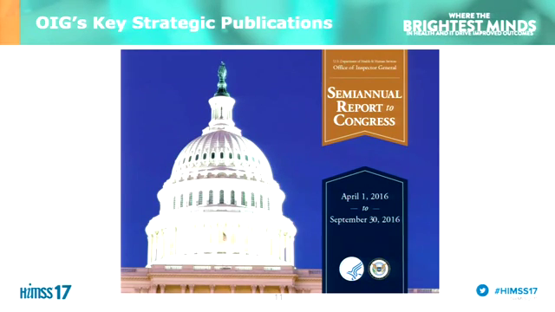So while the contents of the SAR are retrospective, they do include a few helpful signals. For instance, at the beginning of the SAR, you'll always see a letter from the Inspector General, which typically sort of foretells what you might be seeing in the semi-annual report that's coming out 6 months later. So it's a pretty contemporary view of what's happening.